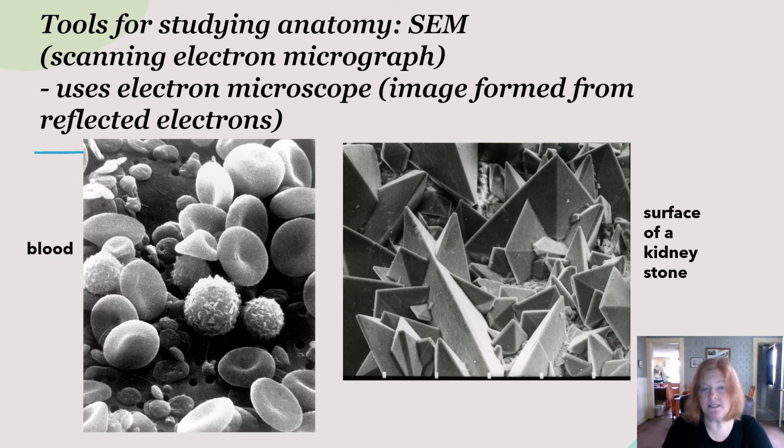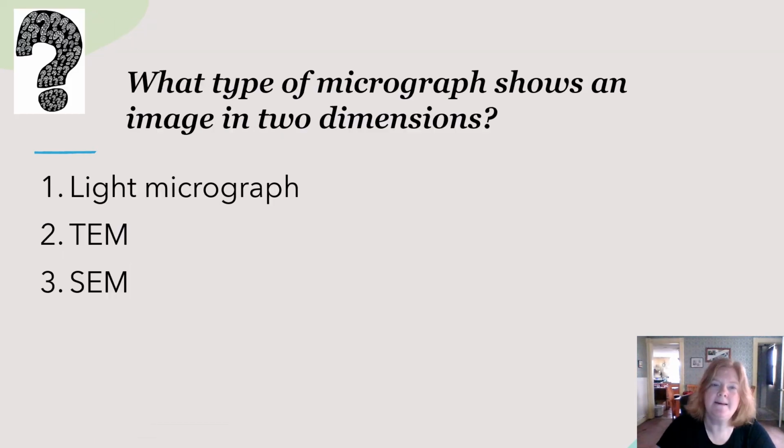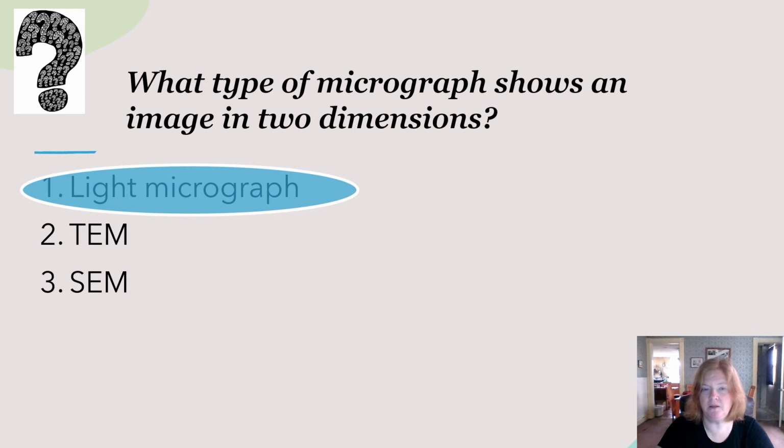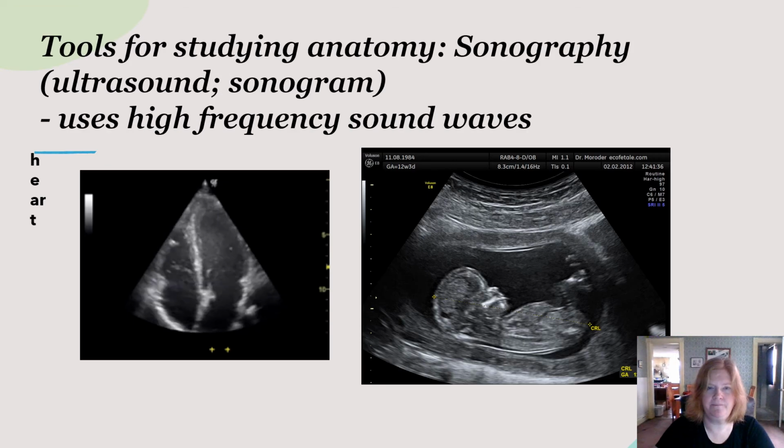And then a scanning electron micrograph, and it's an image that's formed from reflected electrons. And the difference with this is it's not showing anything inside. It's simply showing the surface, but it really gives you great detail. So here are two examples of blood and then the surface of a kidney stone, where you really see the surface. So with a scanning electron micrograph, you really get to see the structure of the surface. So which type of micrograph shows an image in 2 dimensions only? That's going to be a light micrograph. With the transmission electron micrograph, you're going to start to see a little bit more 3-dimensional, but scanning electron micrograph, for sure you're looking at a 3D image.